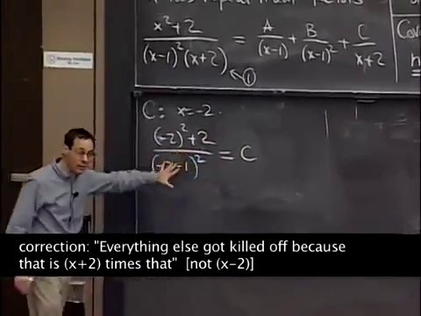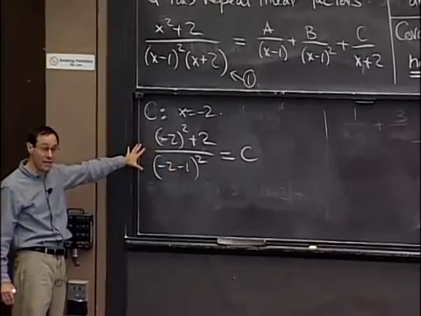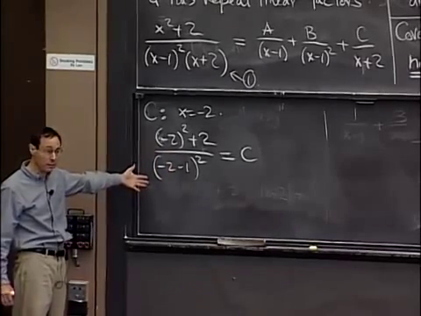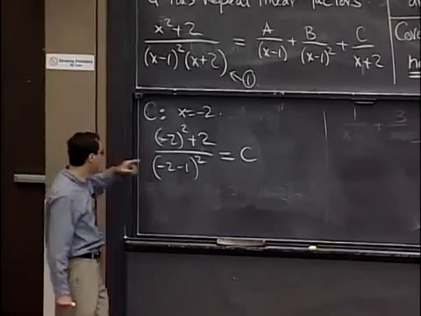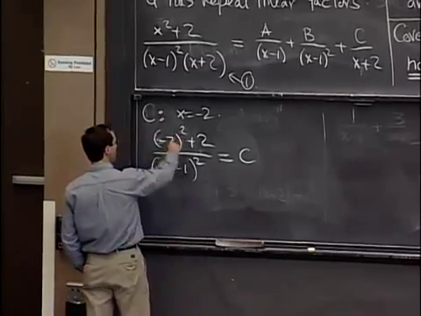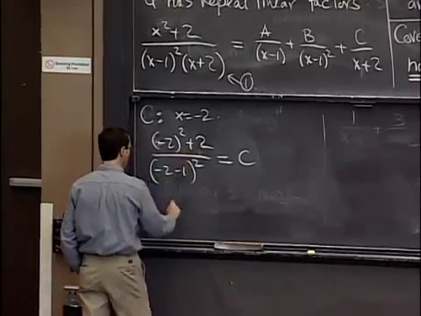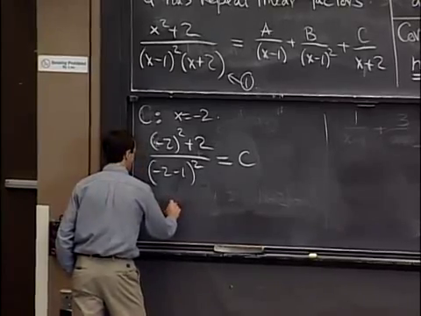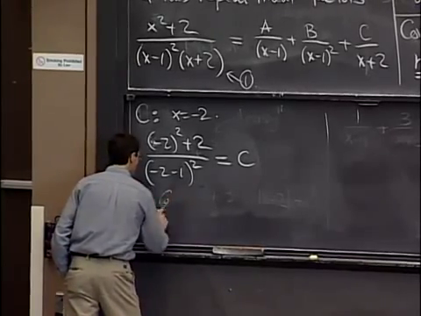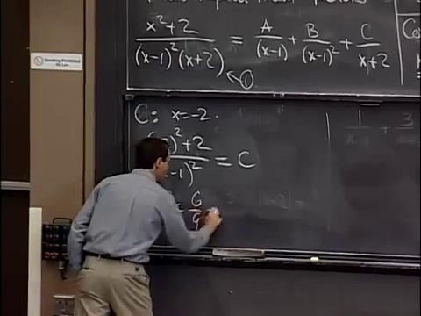Now, this is the shortcut that I just described, and this is much faster than doing all that arithmetic in algebra. So altogether, this is 6 over 9, right? So c is equal to 6 over 9, which is 2/3.